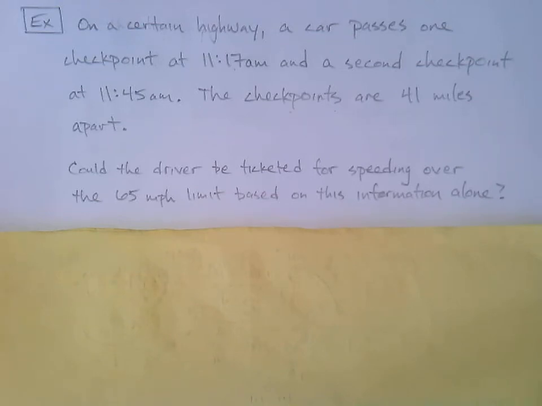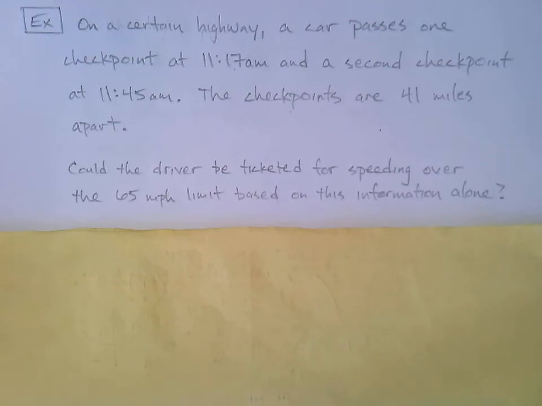The checkpoints are 41 miles apart on this wide open stretch of highway. Could the driver be ticketed for speeding over the 65-mile-per-hour limit based on this information alone? Now, when you first read this, it doesn't seem like a calculus question, and the truth is we can get to an answer without any calculus. And we're going to do that, but then we're going to look back and see how this connects to the mean value theorem. Okay, so let's just try it out.